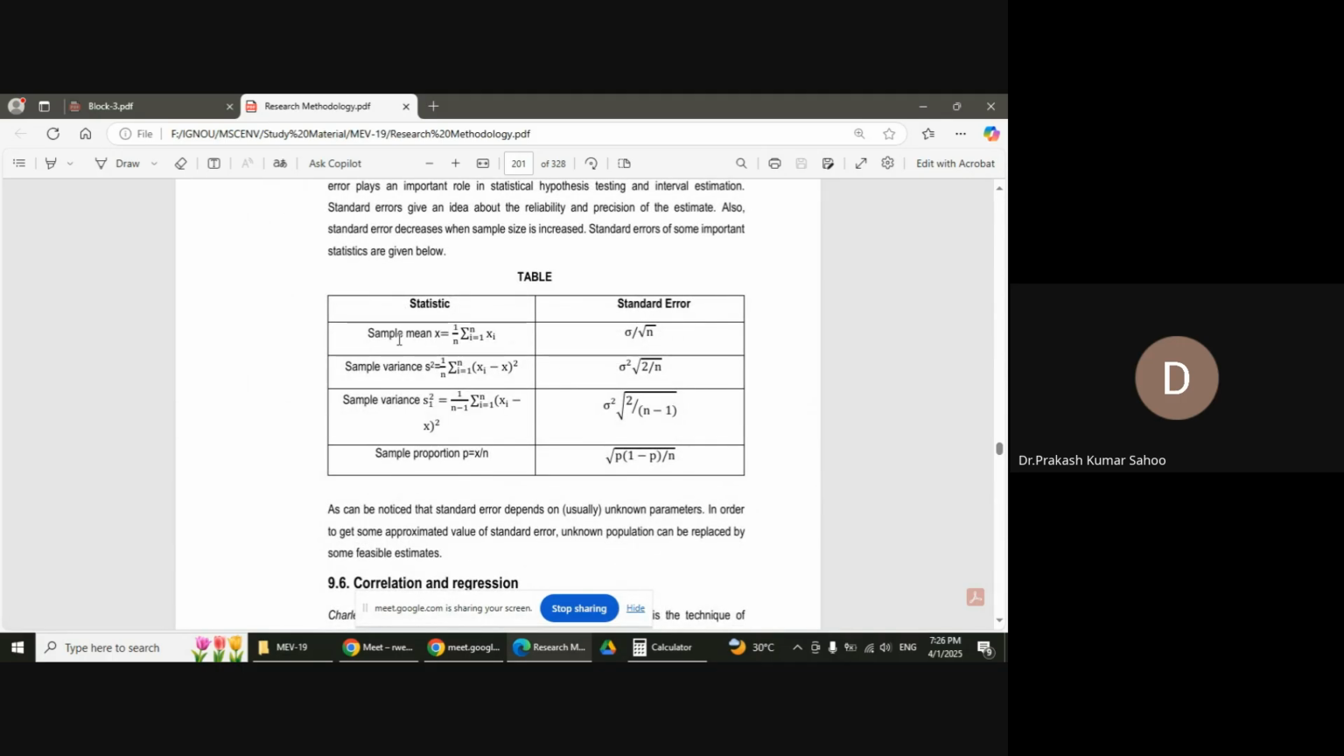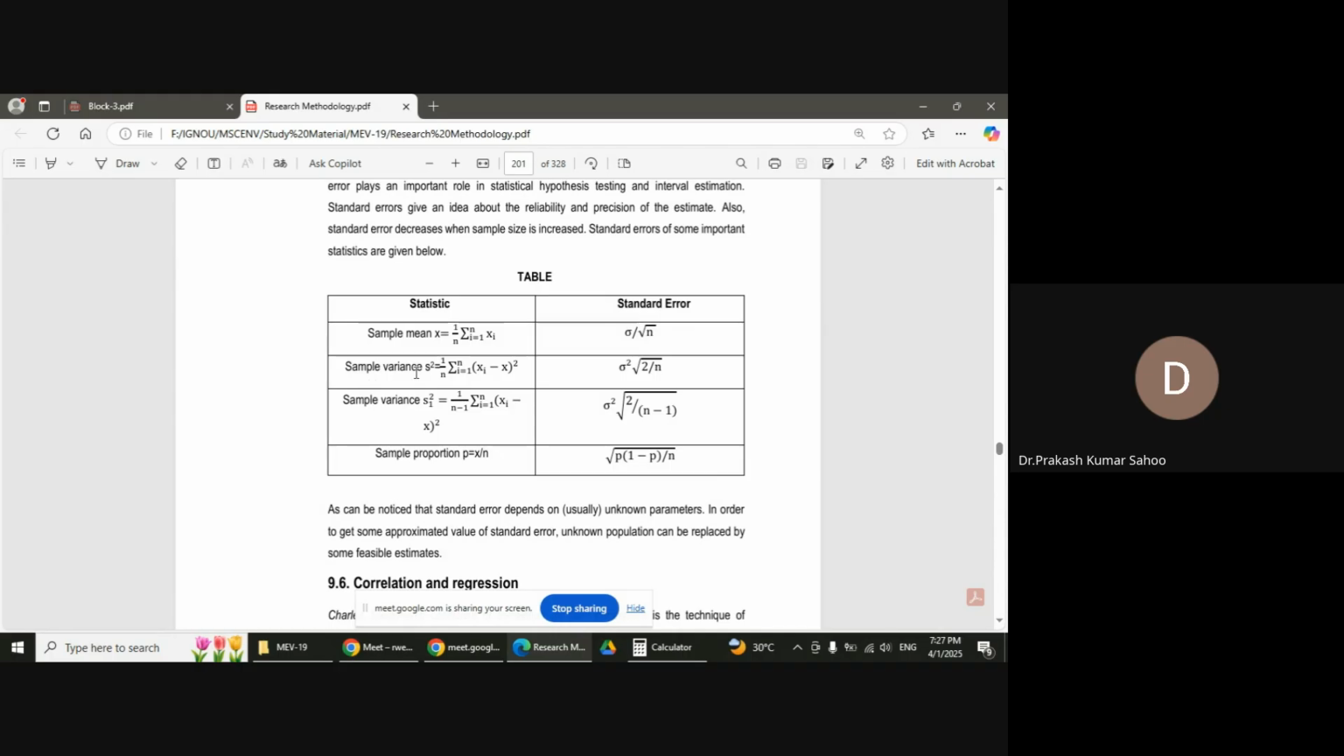If it is the sample mean, the average, then the standard error will be standard deviation divided by root over n. If in a question you have some sequence of data and they are asking you to find out the mean and standard error, then you have to calculate according to the equation given above. For a sample mean, the standard error is sigma by root over n.